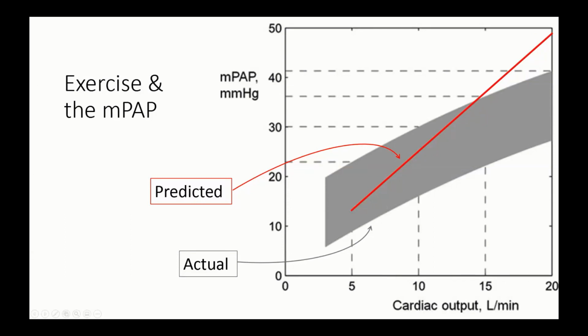So if you take normal individuals with cardiac output that is at rest 5, and you exercise them until their cardiac output goes to 10, 15, and 20, what happens to them actually stays in the gray area, the shaded area here. They don't follow the predicted line of increase in mean pulmonary artery pressure as a result of exercise.